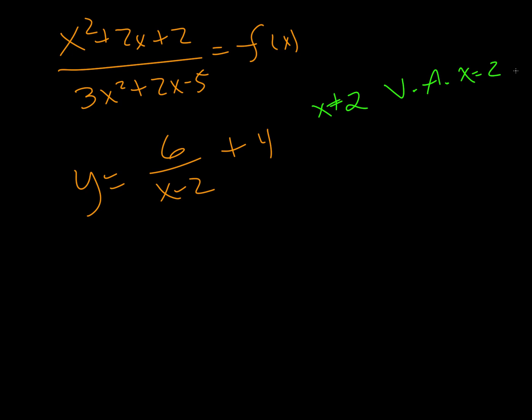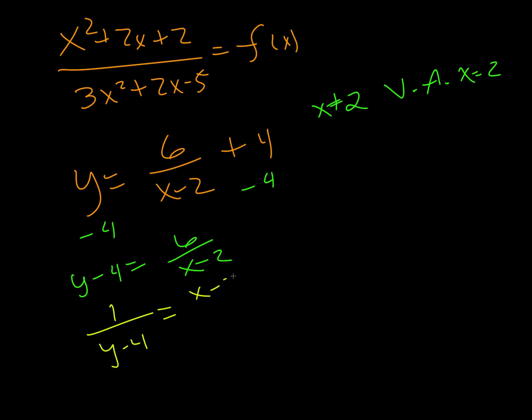Now, to find the y asymptote, or sorry, the horizontal asymptote, which is dependent on y, we solve for x. And so y minus 4 equals 6 over x minus 2. And we want x on top, so we flip both sides of the equation. And then we multiply by 6. And then we add 2.